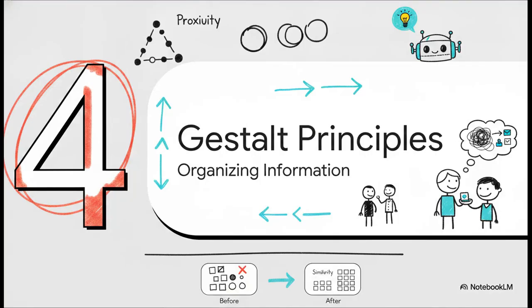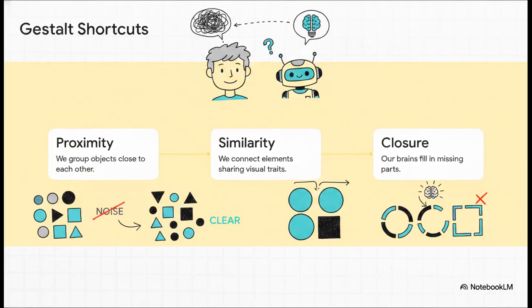Let's transition over to Section 4, organizing with Gestalt principles. Let's move to Gestalt shortcuts and see how this builds. These are essentially psychological principles showing how the human eye naturally groups and organizes visual information totally effortlessly.